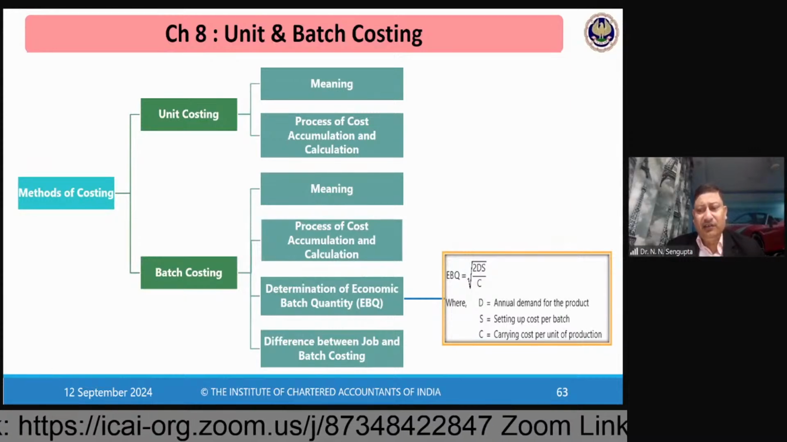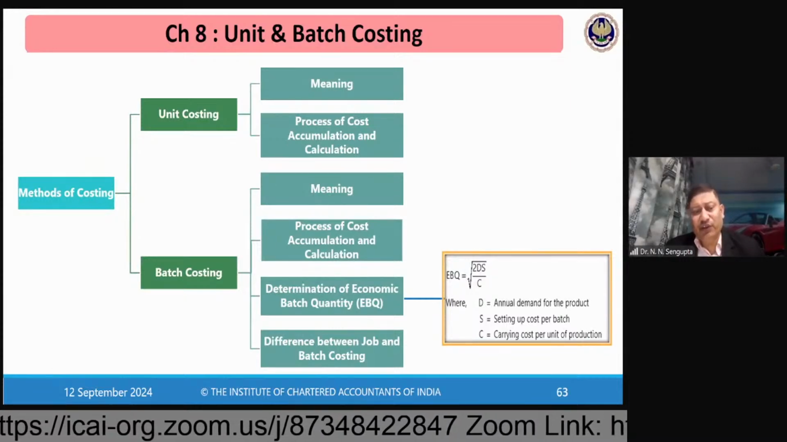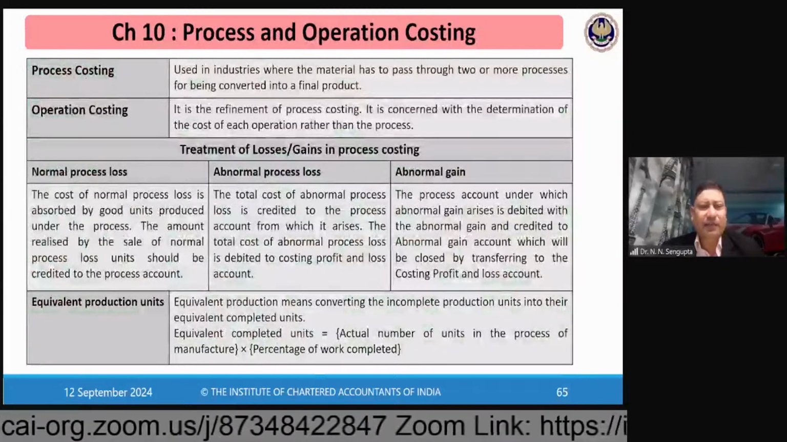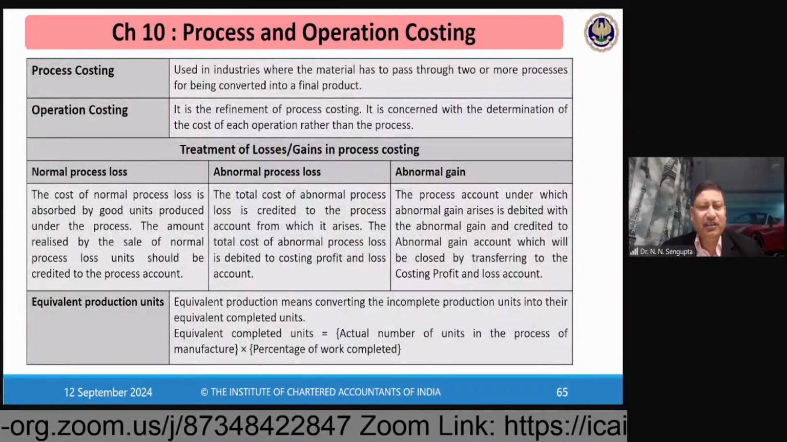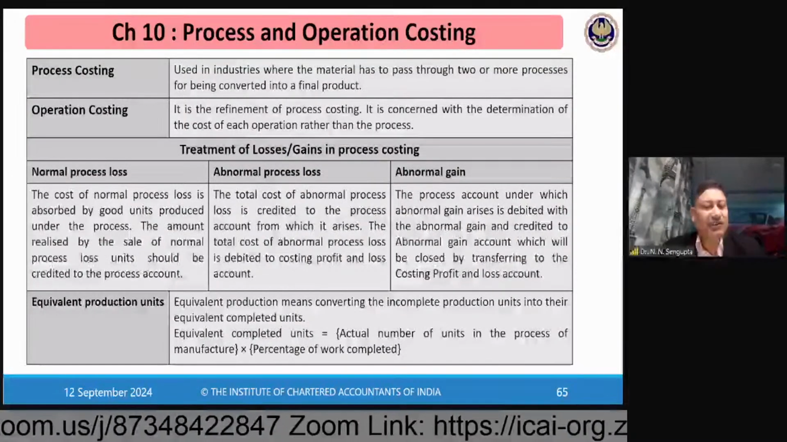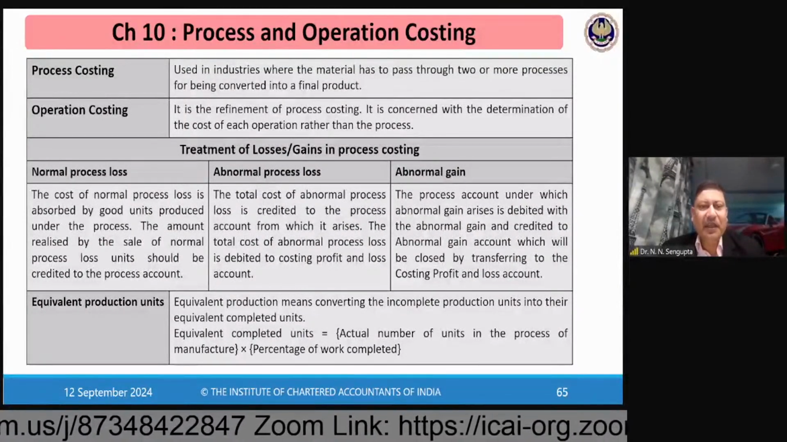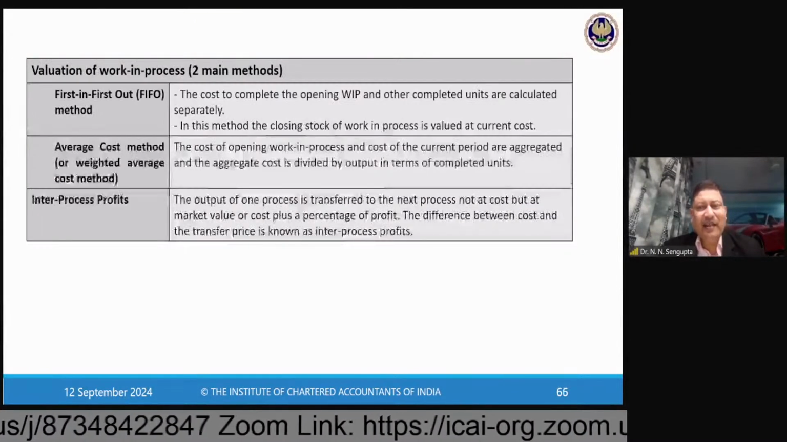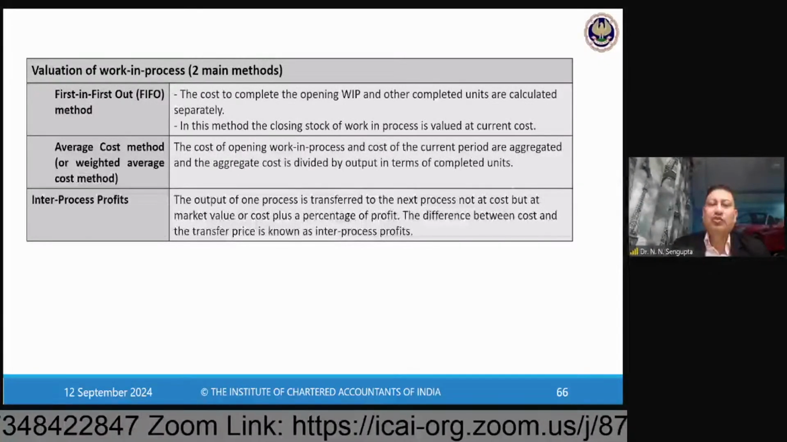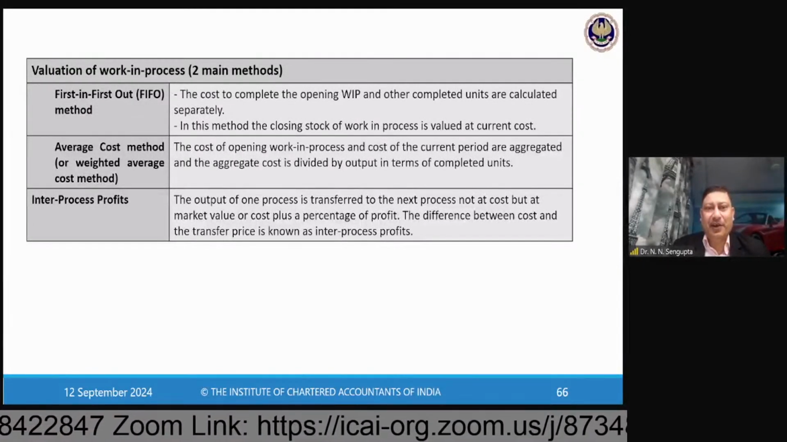Then different methods will start. So it will be unit costing, batch costing, then process costing. Mind you, please keep in mind contract costing is not part of your syllabus. So process costing, and then from the process costing, you can go for joint product and byproduct.